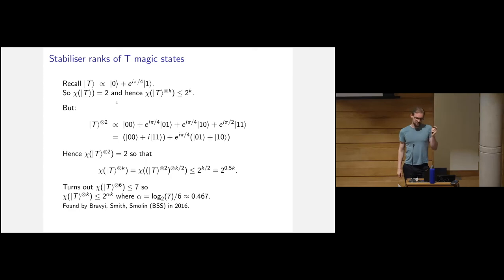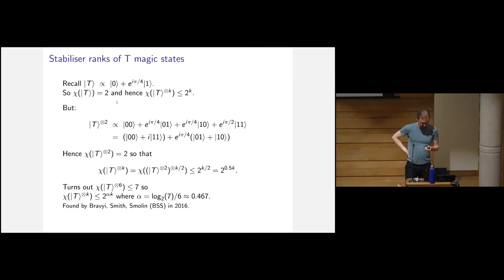It turns out that if you have 6 T magic states, you can find a decomposition which has 7 terms. This was found by Bravyi, Smith and Smolin with some kind of algorithm that just tries to find these things. And so this gives you a scaling of 2 to the alpha k, where alpha is roughly 0.467. Yeah, and this was for a long time the best known, but since then we've seen better ones, and I'm going to get to that as well. So this alpha, I'm going to use as an indication of hardness in the rest of the talk. Alpha sort of means your exponential scaling.